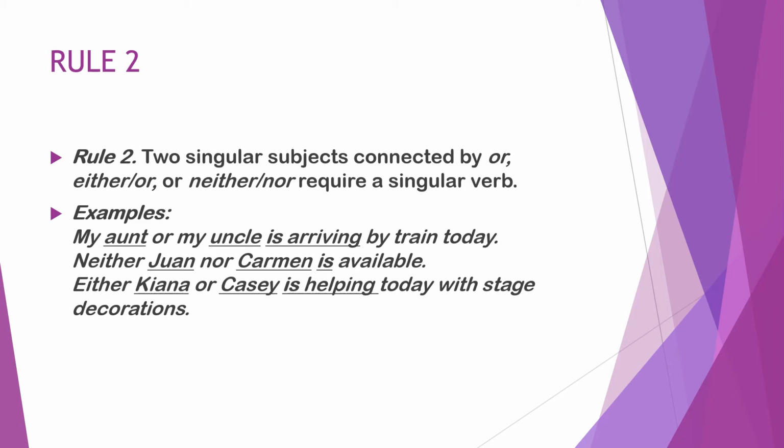Next one. Either Kiana or Casey. Your brain or your eyes capture two names there, but it's not plural. It's singular because it's either one of them. Both of them are not doing it together. One of them. So either Kiana or Casey is helping today with stage decorations. Simple enough. Let's go to rule number 3.